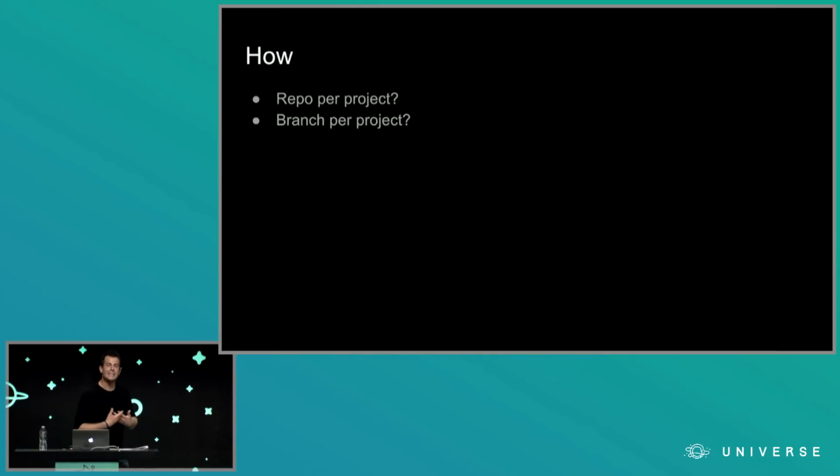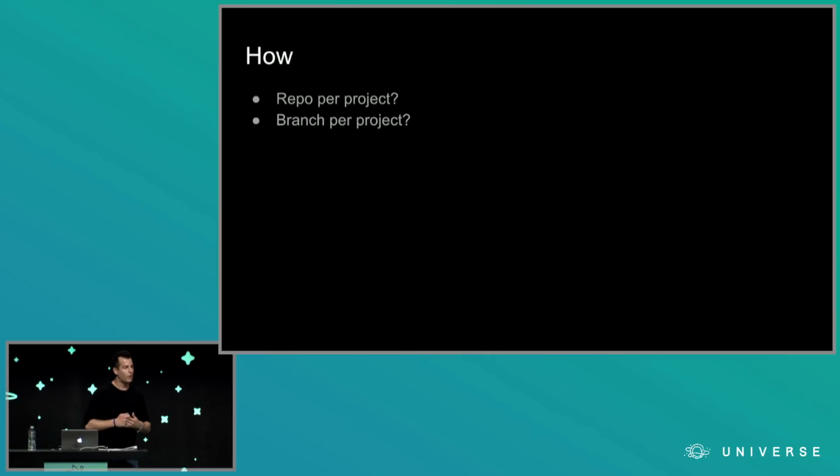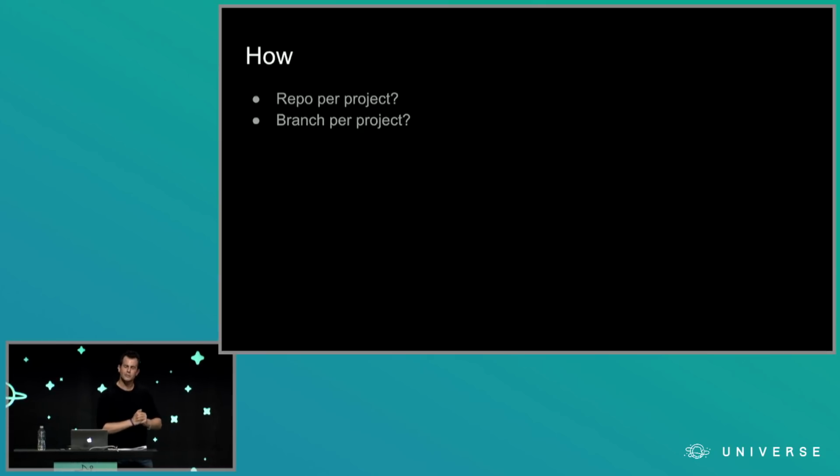And then we had to decide this. Once we had decided that we wanted students to have their own repository in our organization so that we had full control over it, API and otherwise, there became this question: do we give students one repo per project, or do we use one branch per project?